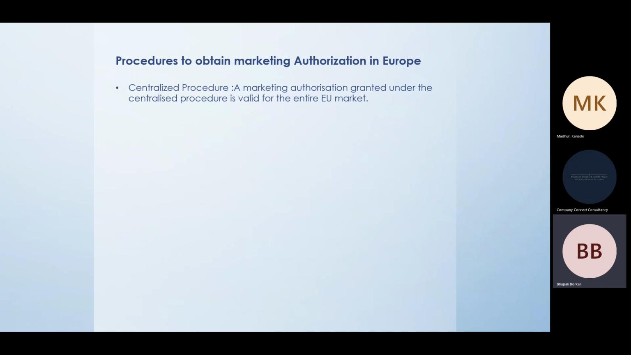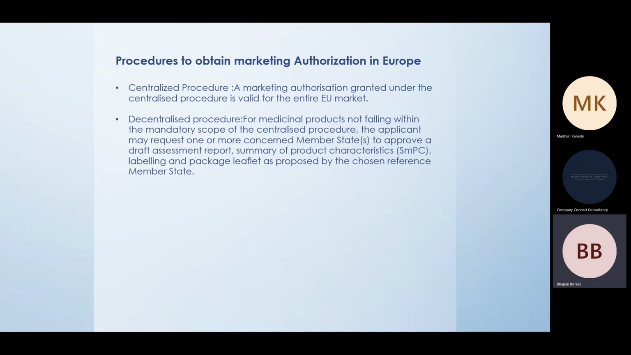Now, what actually happens in the centralized procedure? When you get authorization through the centralized procedure, you can sell your product anywhere in the European market. Any market you can choose, you can sell your product anywhere. So this is the most important procedure. You have the right to market your product in any market of the European area.